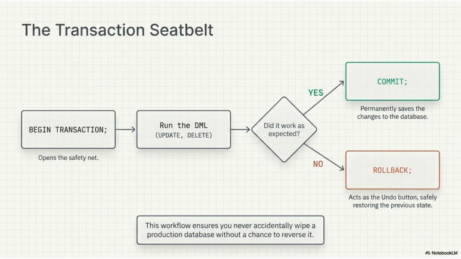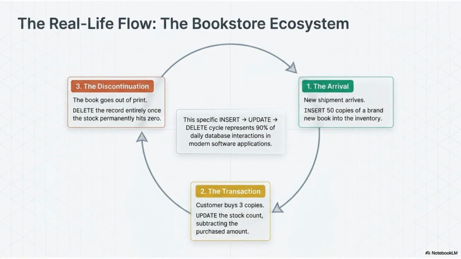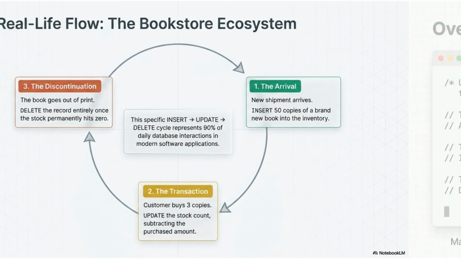Transactions act as a safety net. By beginning a transaction and using commit or rollback, you ensure that you can safely reverse changes if they don't work as expected. In a real-world bookstore, this cycle of inserting new stock, updating counts after sales, and deleting discontinued items represents the vast majority of database activity.